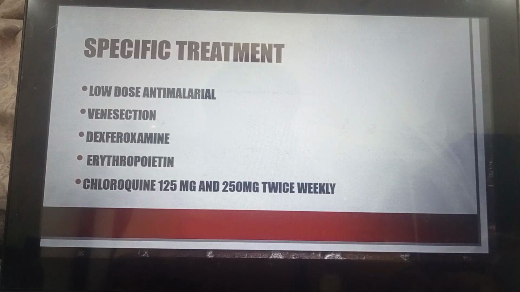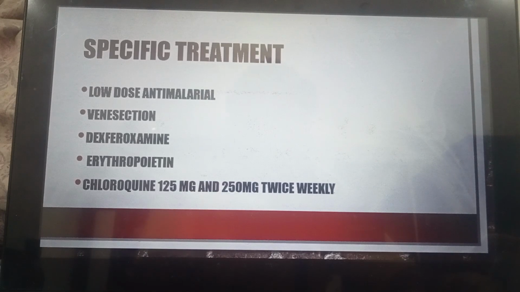Now let's come to specific treatment. Specific treatment of Porphyria cutanea tarda is low dose of anti-malarial drugs, venesection, desferrioxamine. It's an iron chelating agent which chelates excessive iron in our body. Erythropoietin and other drugs are chloroquine.